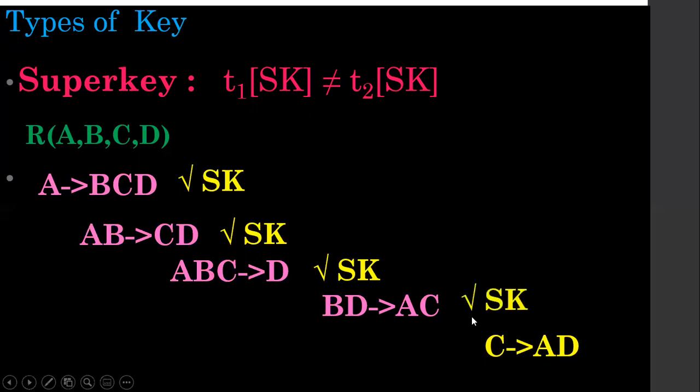Now with the help of C, we are identifying AD. Whether we are identifying the whole tuple here? No, because attribute B is missing. So we can't say C is a super key. Here C is not a super key because it is not possible for C to identify all the remaining attributes. So this is not a super key. So like this we can find whether the given attribute is a super key.